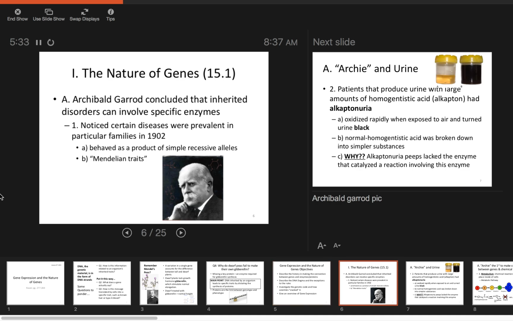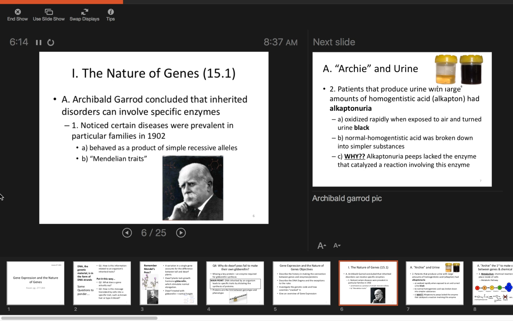So our story begins with Archibald Garrod, who was looking at disorders that were passed down to each generation. Basically he was studying pedigrees and families, and he noticed that some diseases were very prevalent in particular families, and this is the early 1900s. The diseases being studied were simple recessive alleles, which means if you had the disease, you were little r, or whatever, but you were homozygous recessive.